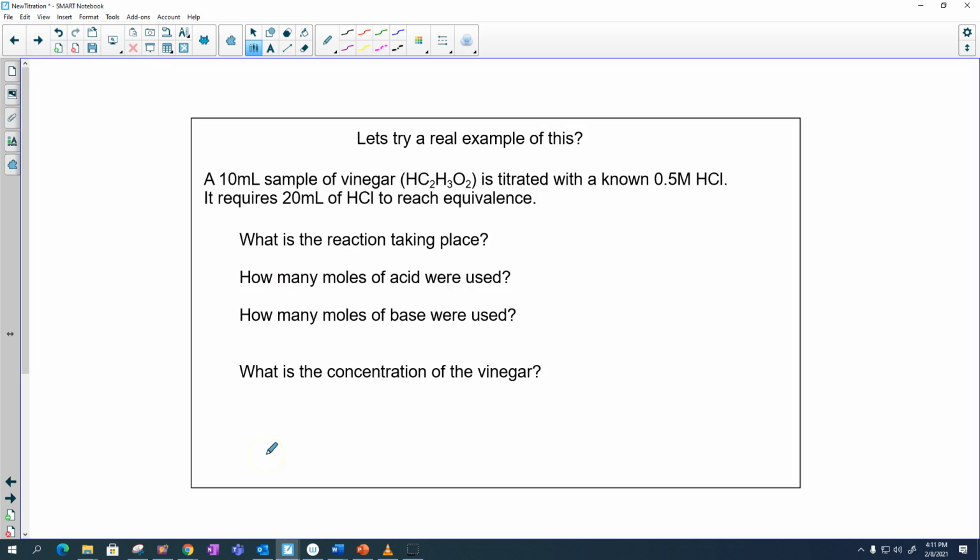So let's try a real example here. A 10 milliliter sample of vinegar is titrated with known 0.5 molar HCl. It requires 20 milliliters of HCl to reach equivalence. Okay. What's the reaction taking place?